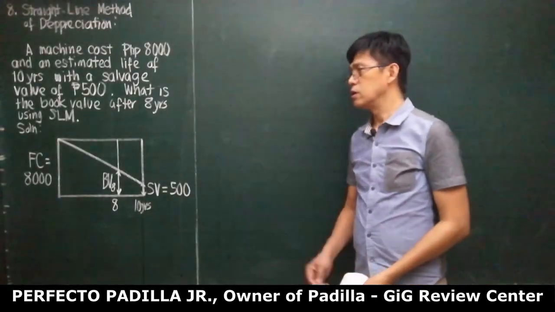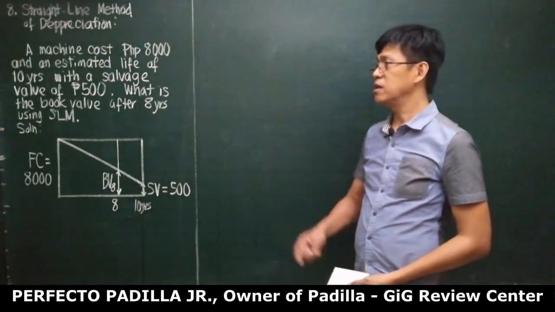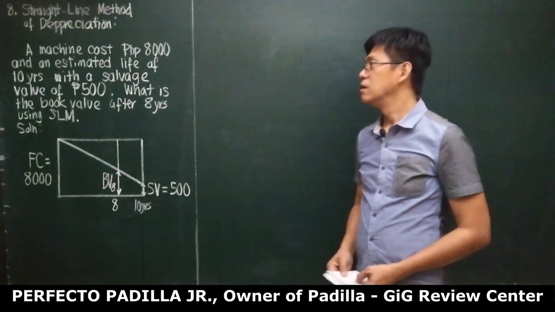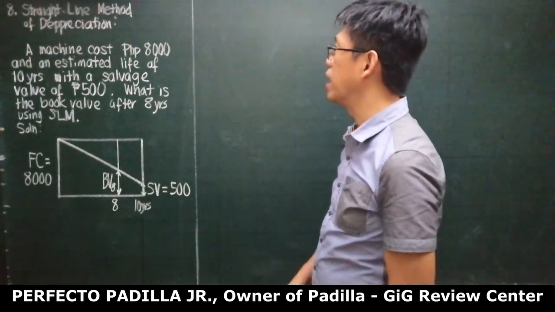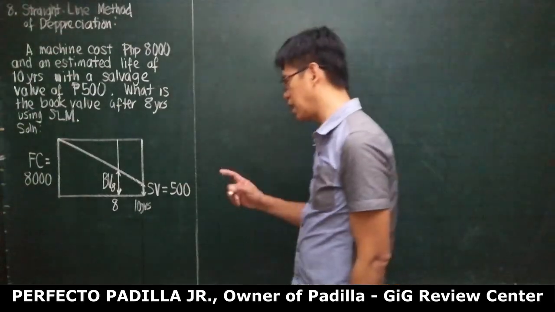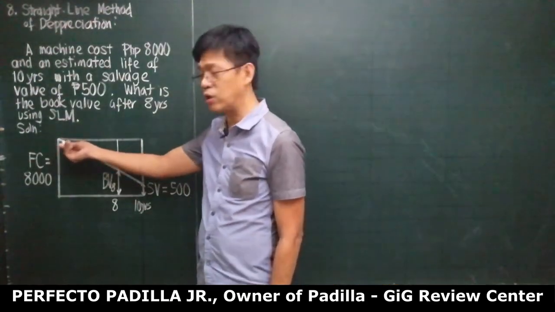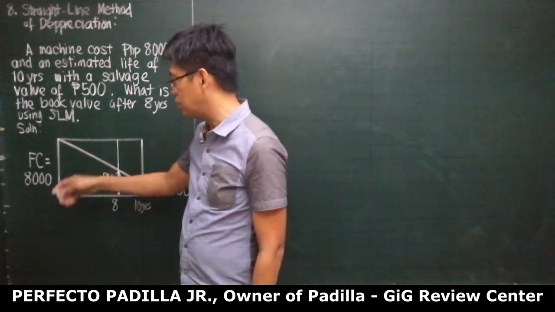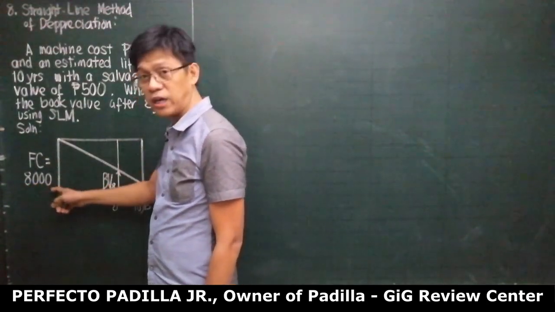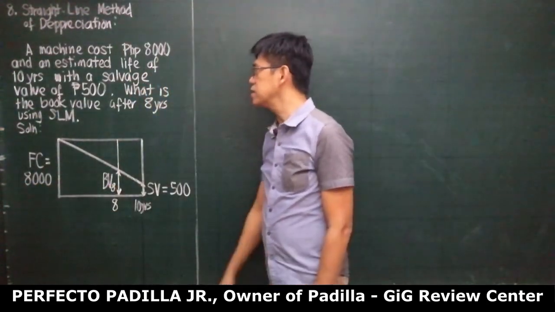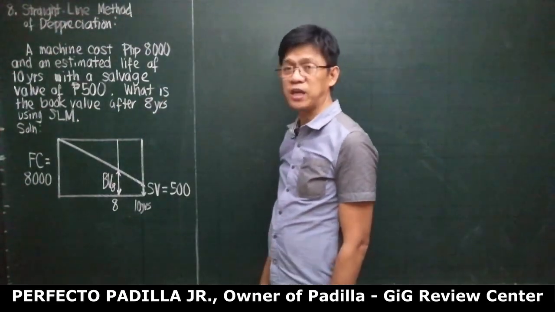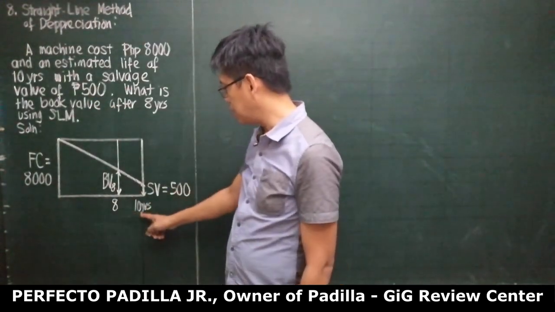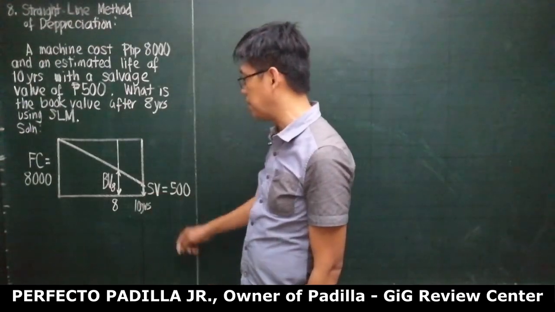Let us go to depreciation methods, meaning distributing the depreciation into per year method. So, una, we have the straight line method of depreciation. Kaya tinawag na straight line kasi yung plot niya o yung graph, straight line. So, dito, yung book value niya at time 0, which is called the first cost, eto, 8,000 daw. So, a machine costing 8,000 and an estimated life of 10 years with a salvage value of 500. So, at the end of 10 years, the salvage value or book value is 500.